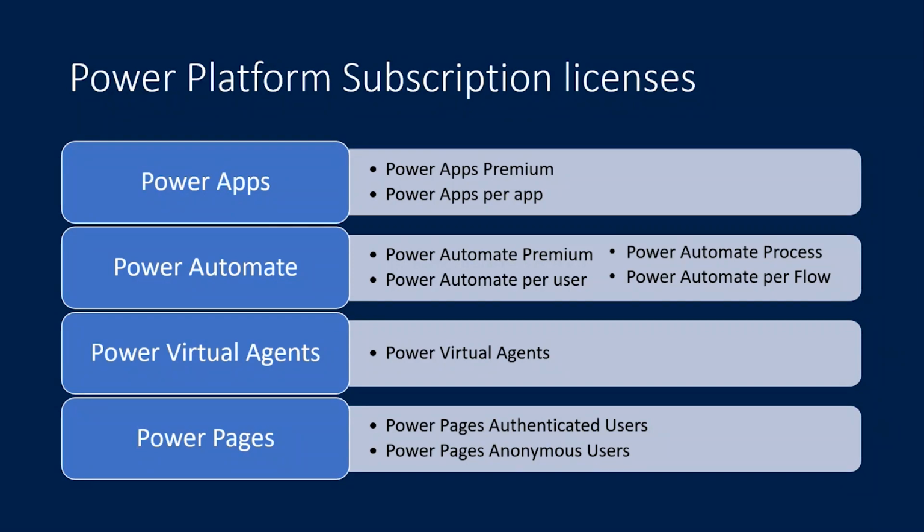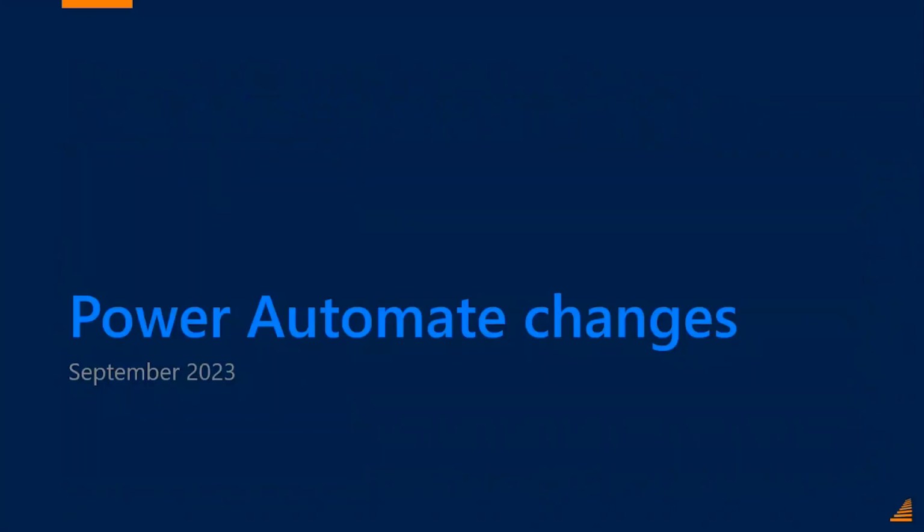But for Microsoft, the two key licenses really are Power Apps Premium and Power Automate Premium. Those are what Microsoft would call the hero SKUs, the licenses that they feel you should be talking to people about the most and thus selling the most. Now, of course, they don't work for everyone in every scenario, but they are probably the best starting point for a conversation. And with that, I want to talk about a couple of changes that happened this month.